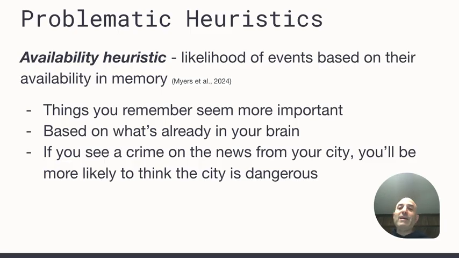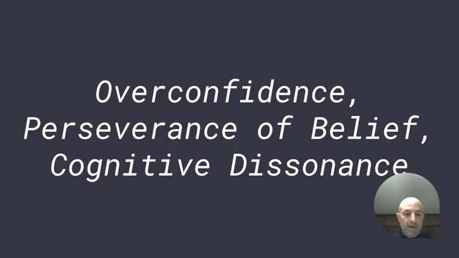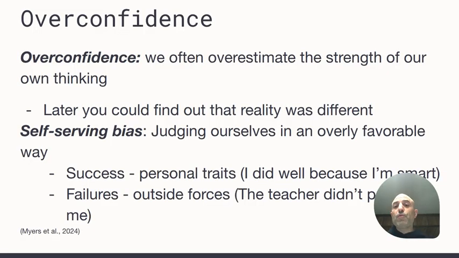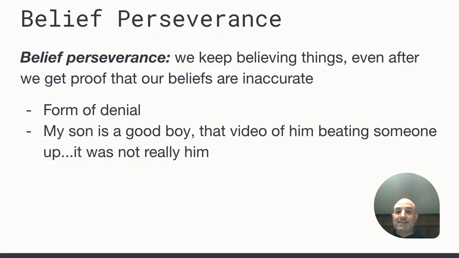Availability heuristic is another version of this. Basically, we make judgments based on the most available information in our brain. So if you've seen a crime report on the news recently from our city, you're more likely to judge the city as dangerous because you have that example readily available in your brain, right? We are, as humans, prone to overconfidence. We tend to overestimate the strength of our own thinking, and we're prone to something called the self-serving bias, right? We judge ourselves in favorable ways. Our successes are due to our hard work and personal traits, and our failures are due to outside forces like the teacher giving an unfair test.